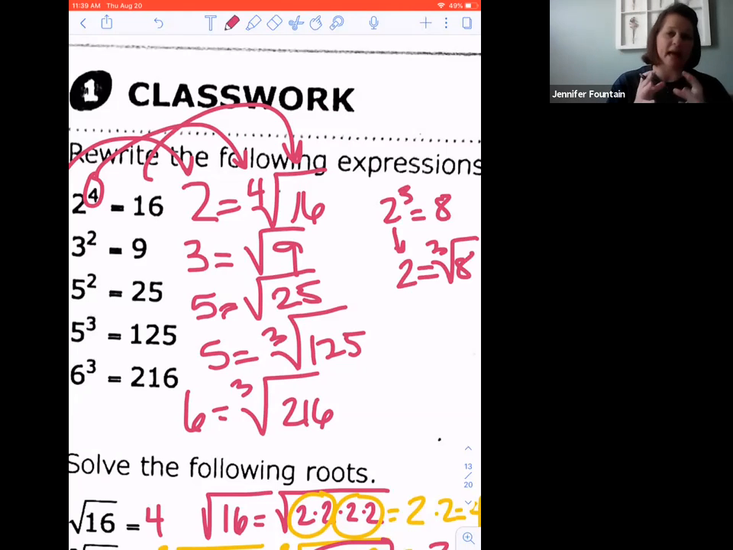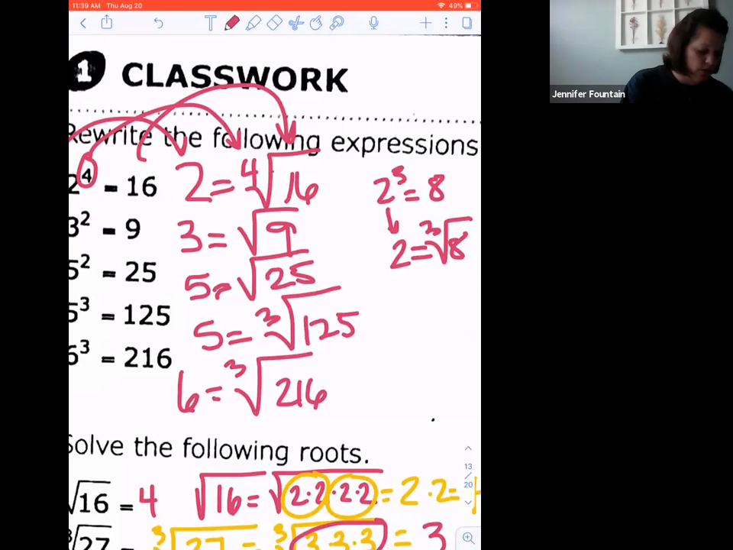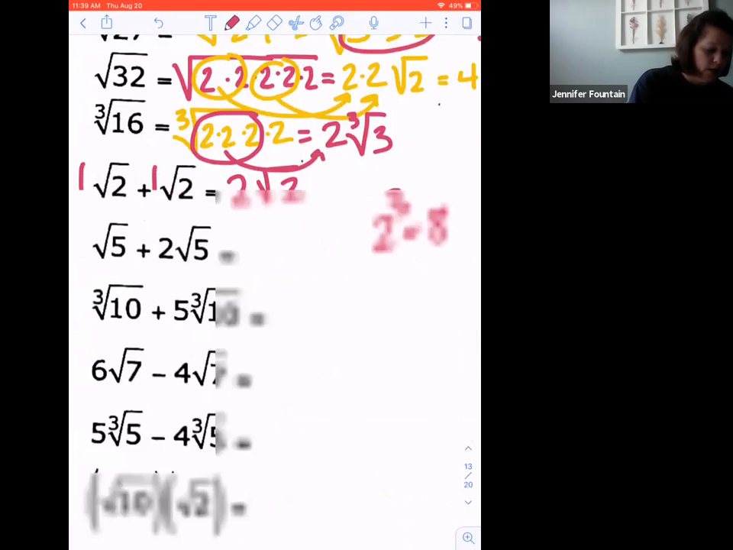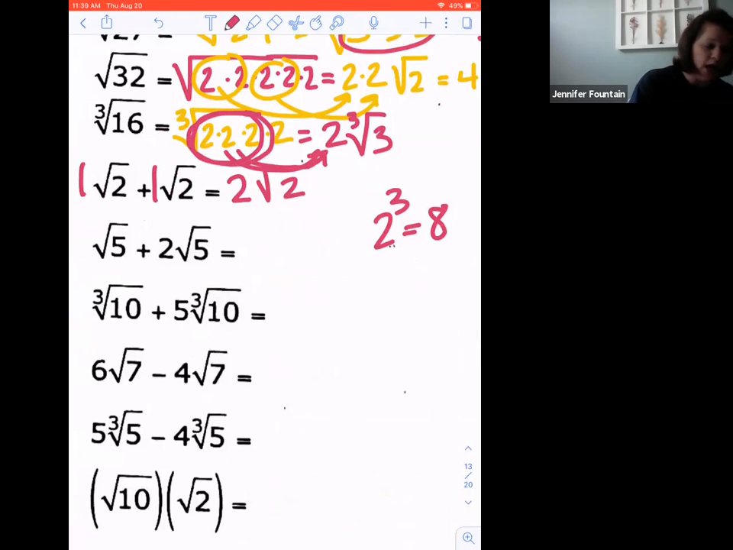So when they come out from under the radical, whatever I have circled as one group only comes out as one of that number. On that one, 3 2's together only come out as 1 2.